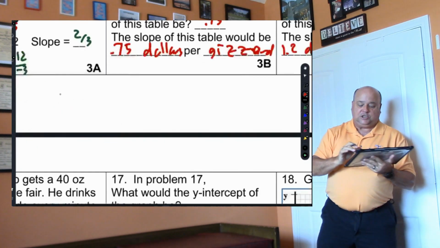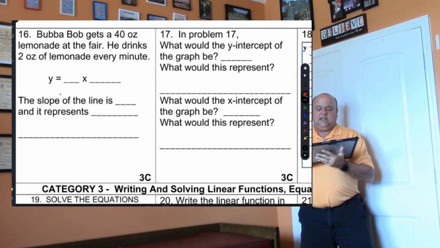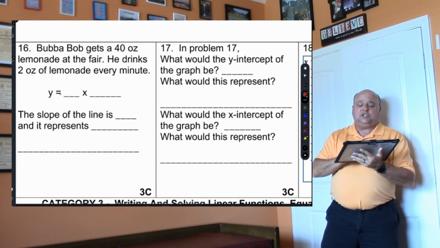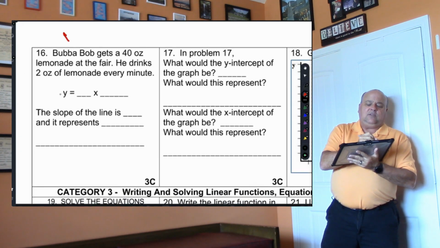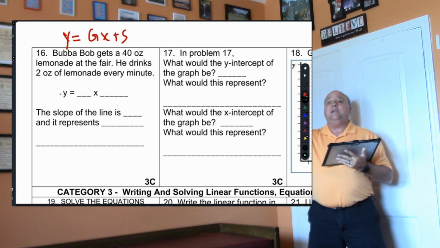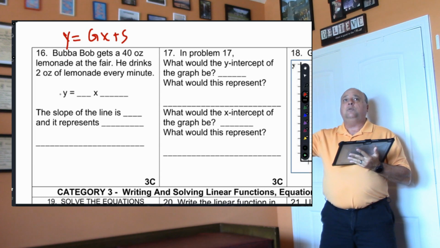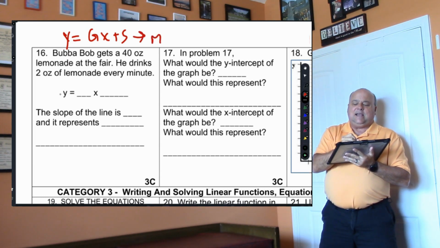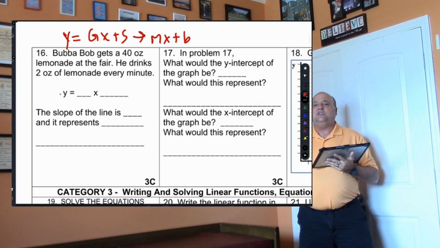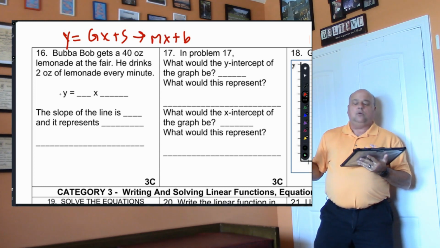Turn the page. So we're going to number 16 and 17. These two problems are some of the most important problems you'll do this year. So let's write at the top, y equals gx plus s. To turn a word problem into an equation, the growing number, starting number helps. It's the same thing as mx plus b. So read through the problem, put an s by the starting number and a g by the growing number.